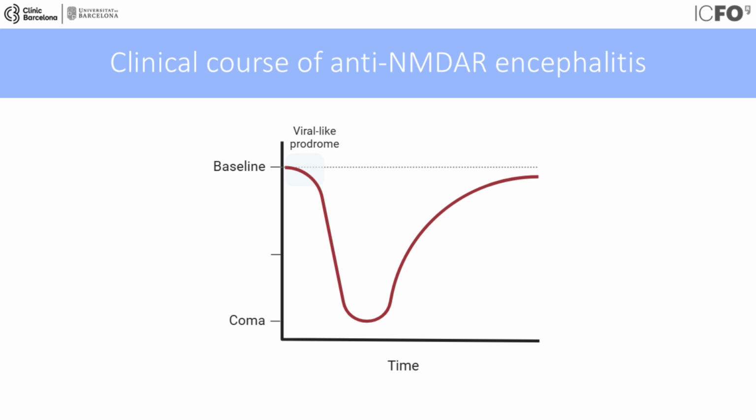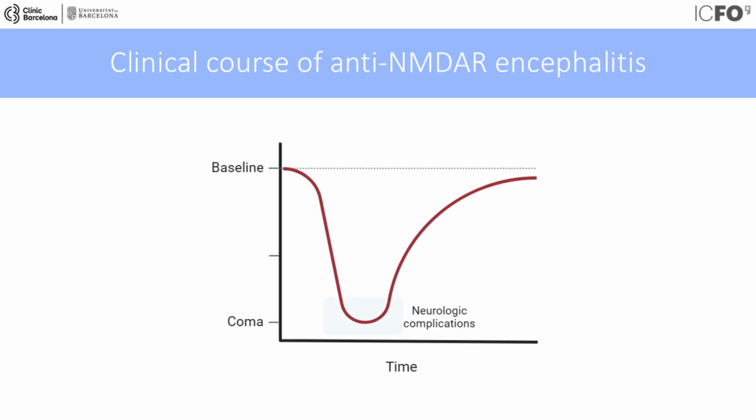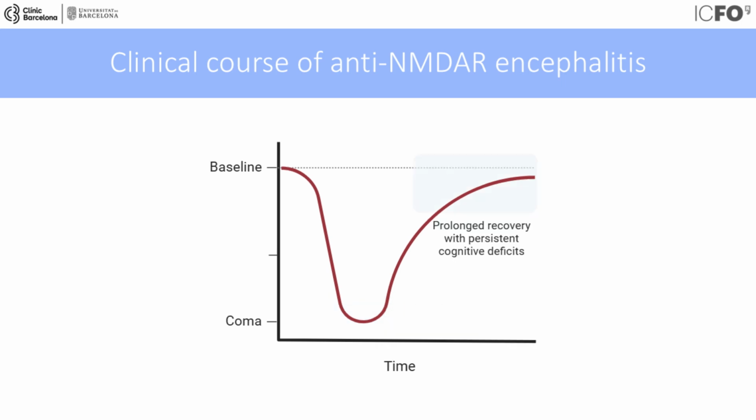The clinical presentation of anti-NMDAR encephalitis starts with a viral-like prodrome, followed by prominent psychiatric symptoms, such as mania and agitation. These symptoms are rapidly followed by neurologic complications, such as seizures, abnormal movements, and decreased level of consciousness. Often, patients need to be admitted in the intensive care unit. The primary treatment strategy for patients is immunotherapy, in particular anti-CD20 B-cell depleting monoclonal antibodies. Most patients respond to immunotherapy.